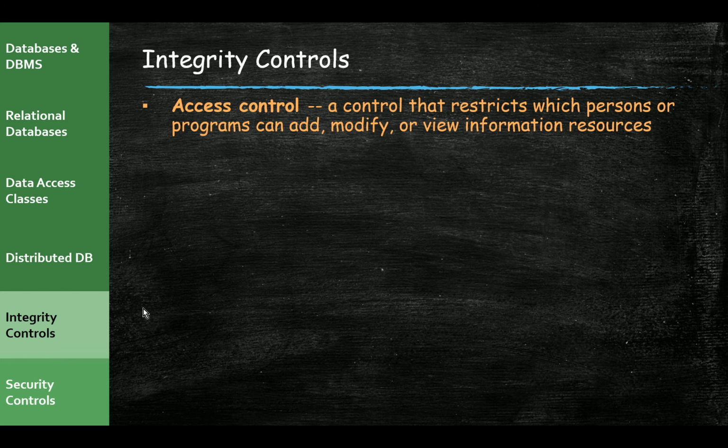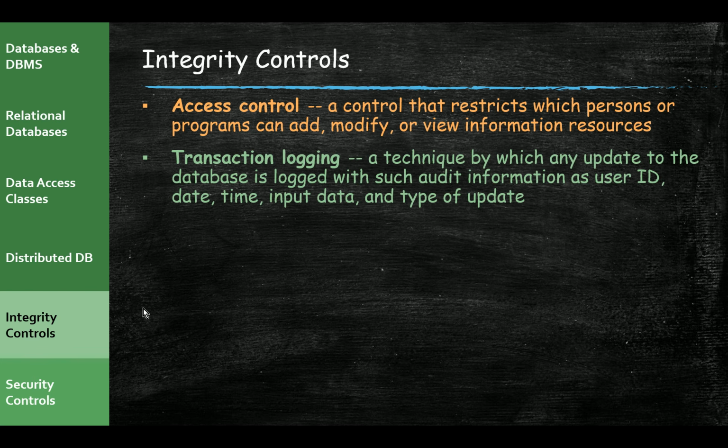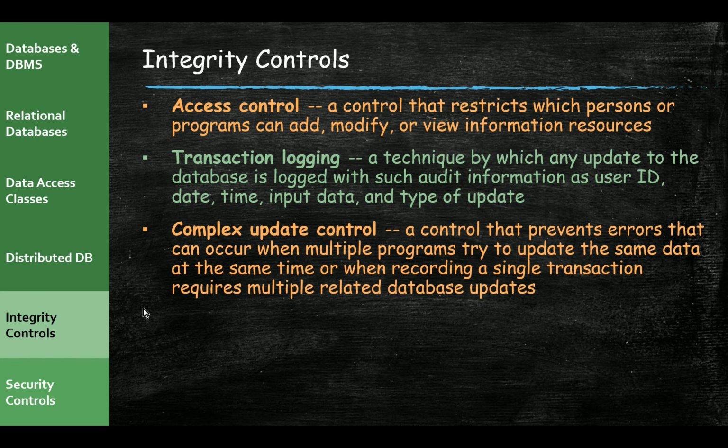So who can do what with the system. Transaction logging is a technique by which any update to the database is logged with audit information, such as the user ID, date, time, input data, and type of update. So somebody could go and audit that later on. So if you wanted to find out who made a change to the salary of a certain employee, you'd be able to find that information out. So transaction logging is pretty important.